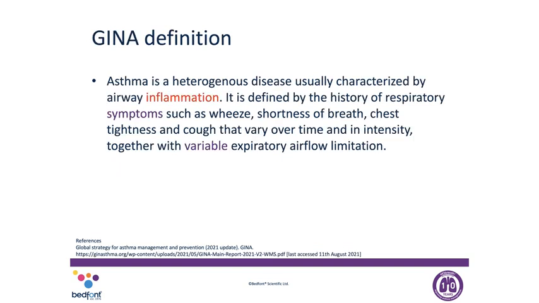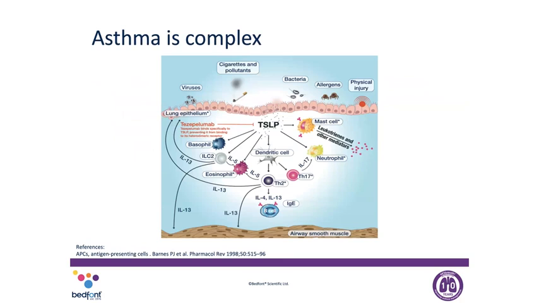It's worth considering GINA, the Global Initiative for Asthma. GINA gives us the guidelines on worldwide asthma, and GINA come to the same conclusion. GINA tell us it's a heterogeneous disease characterized by airway inflammation, so really picking out that airway inflammation again. It goes on to talk about the symptoms of cough, wheeze, shortness of breath, chest tightness, and variable airway inflammation. And asthma is a very complex disease.